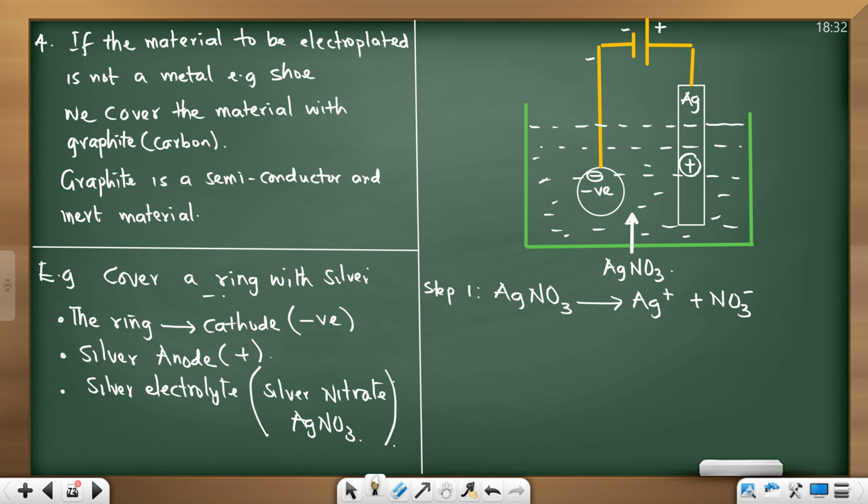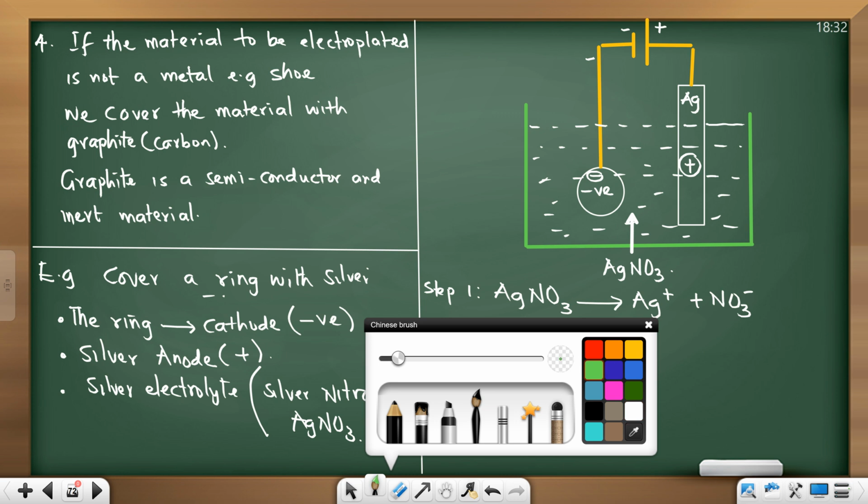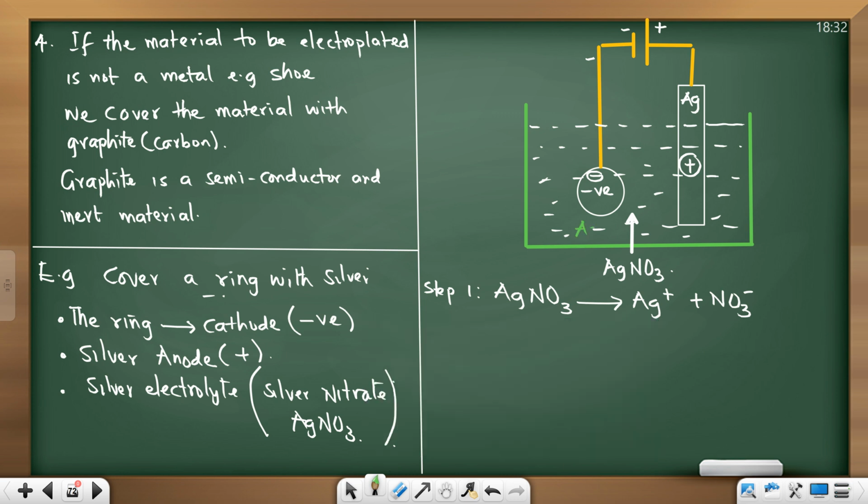Under electrostatics, what are we expecting? Unlike charges will do what? Attract each other. What do I have in the solution? Check. We said Ag+ and what? NO3 what? Minus. Do you notice that this positive one will move towards the negative? Why? Opposite charges will do what? Attract. And don't forget that the plus ones are my what? Cations.